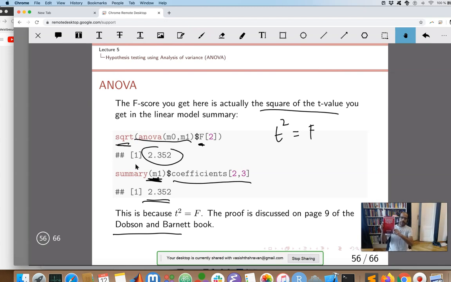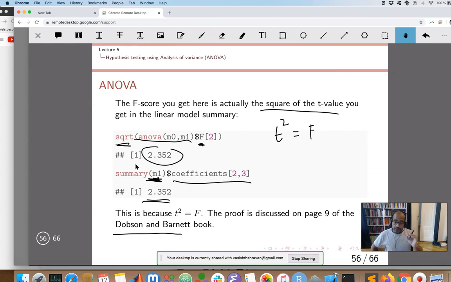So this textbook here, Introduction to Generalized Linear Models. This is the classic textbook by Dobson and Barnett. This is the 3rd edition. This book actually discusses a lot of the details of these issues that I'm quickly going through.